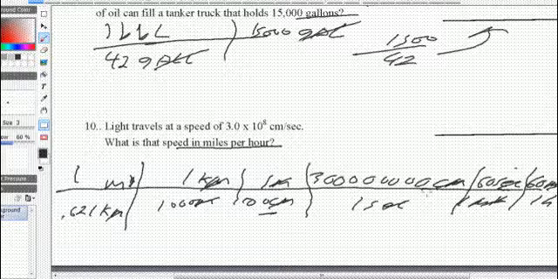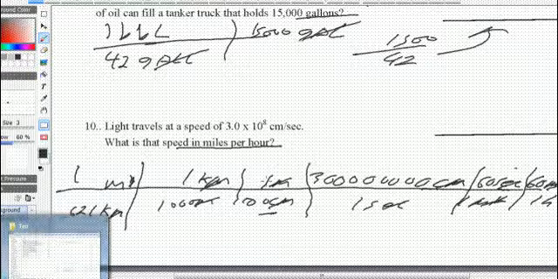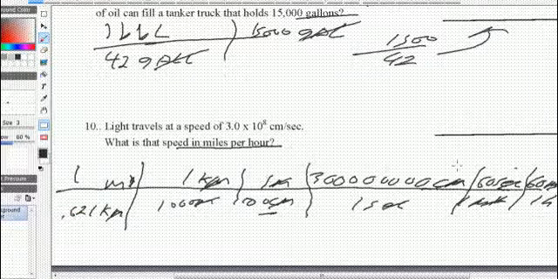Now, just to make sure, you're going to multiply 1 times 1 times 1 times 30 million times 60 times 60. Hit enter. Divide by 0.621 times 1,000 divided by 100, and then go from there. That should give you the answer.